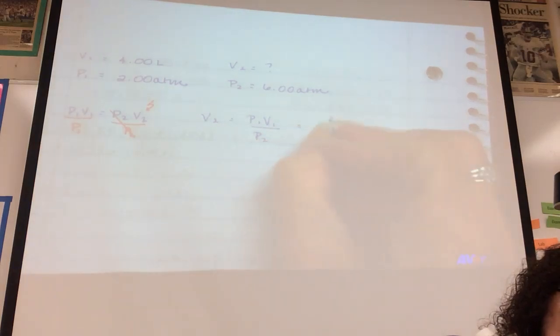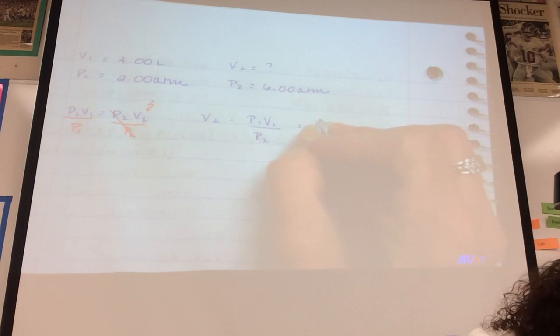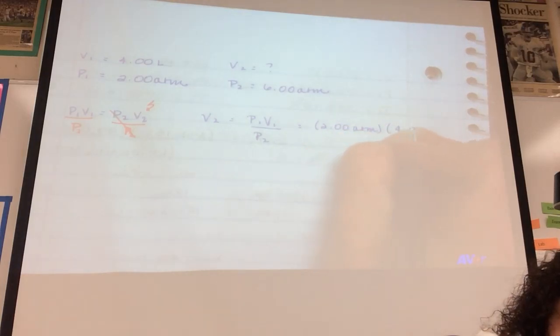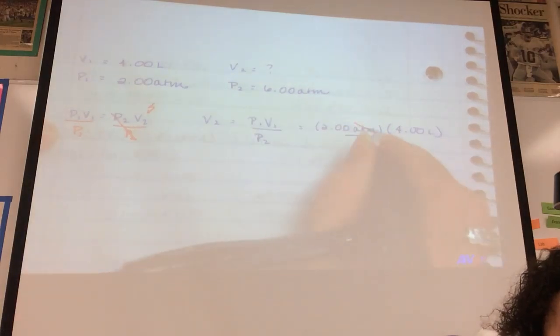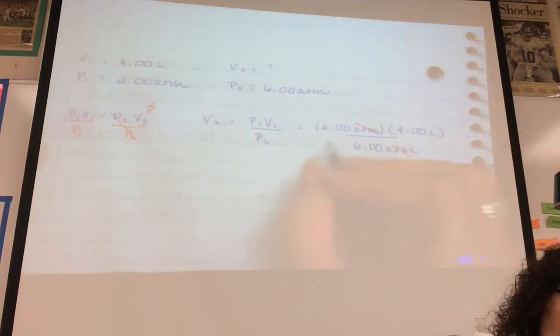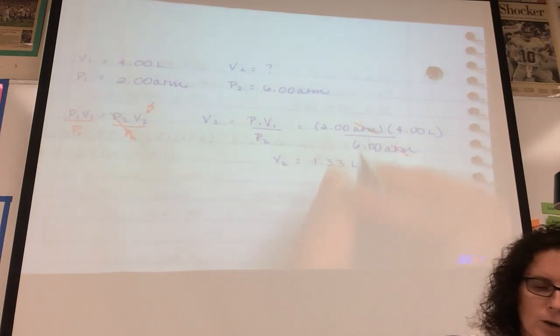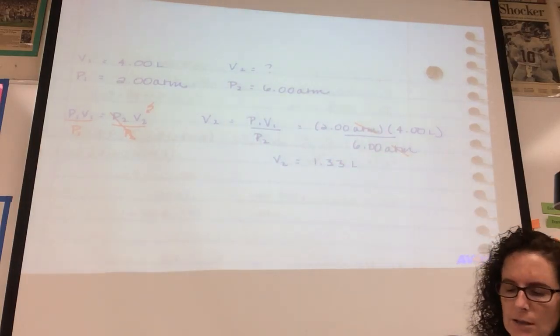And then you can plug and solve. And again, no numbers for chemistry. We have quantities. You have 2 atmospheres times a volume of 4 liters over 6 atmospheres. And again, atmospheres will cancel. 1/3 of 4 is 1.33 liters. That's the volume under the second set of conditions.